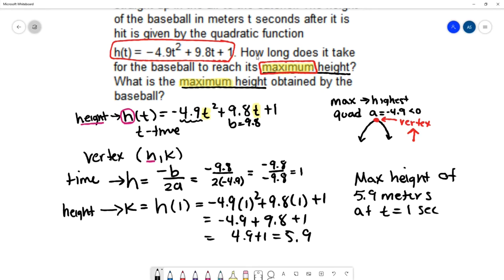So we've got 2 questions here. How long does it take for the ball to reach the maximum height? The how long is 1 second. What is the maximum height? That's 5.9 meters.